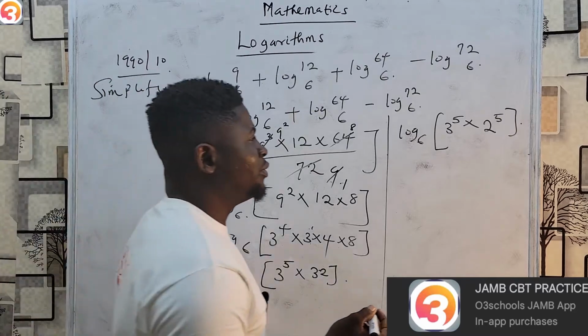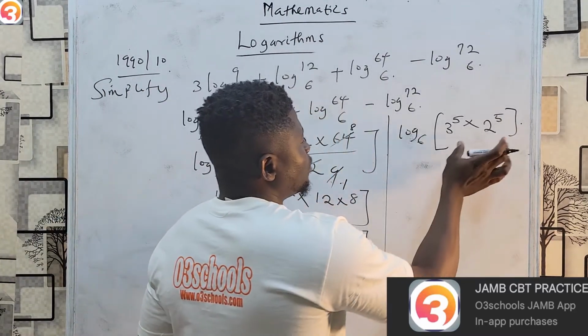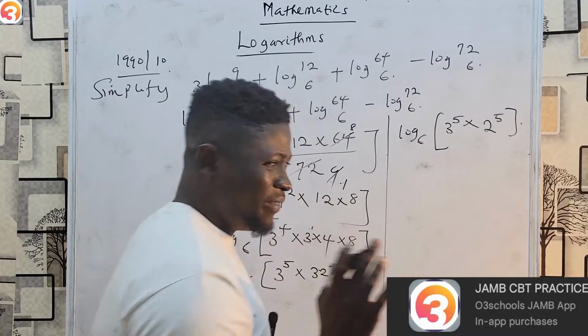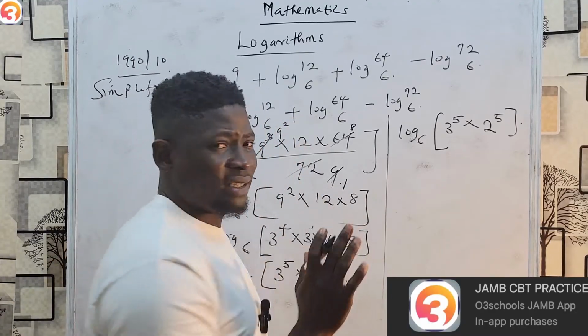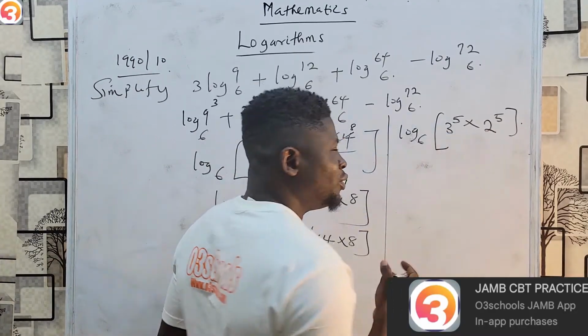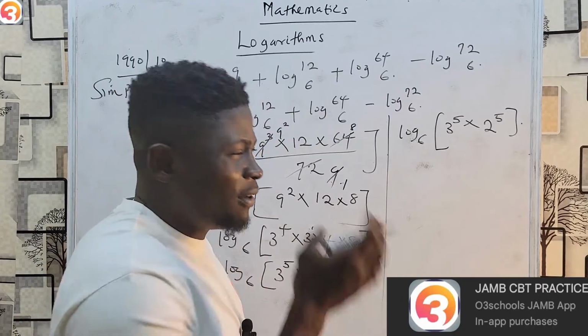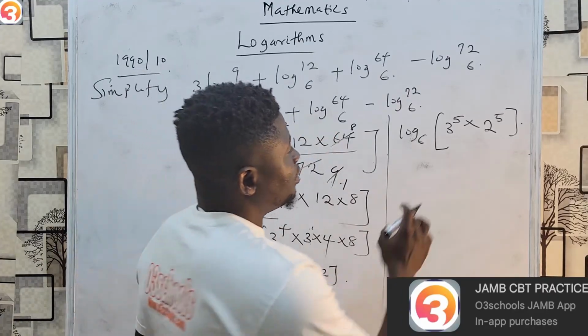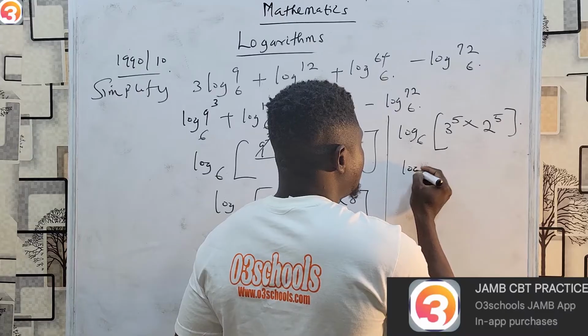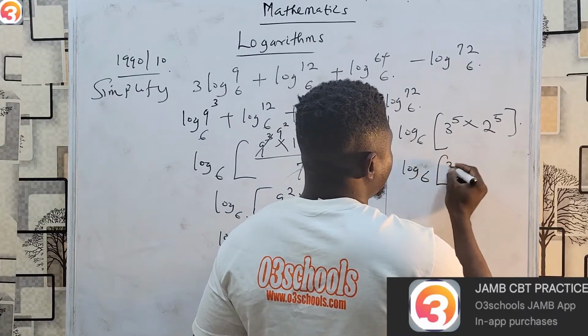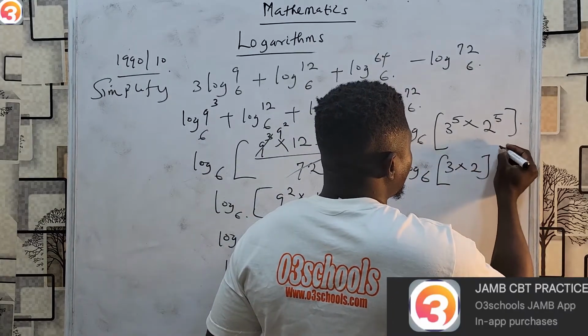Now, what do we do? What do we need to do again? To make this, because we are trying to simplify, that's why we are doing all this. So if I've gotten here, can we further simplify? Yes, we can. Now, this same thing means what? Logarithm of 6 into bracket what? 3 times 2 all raised to power 5.